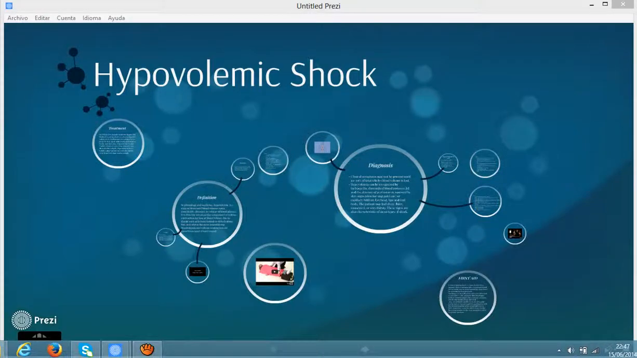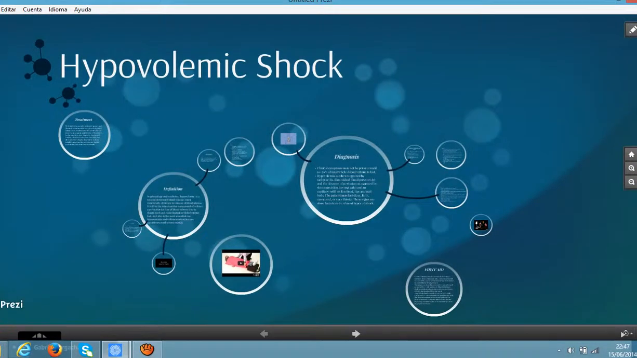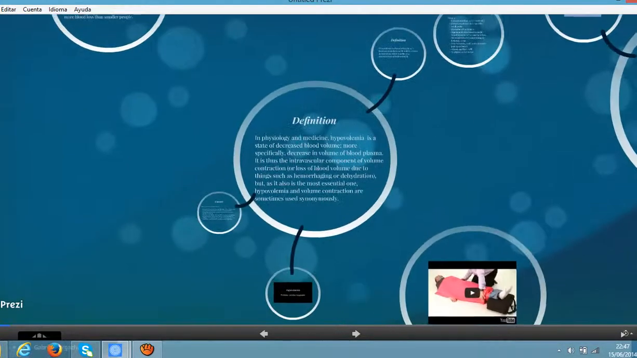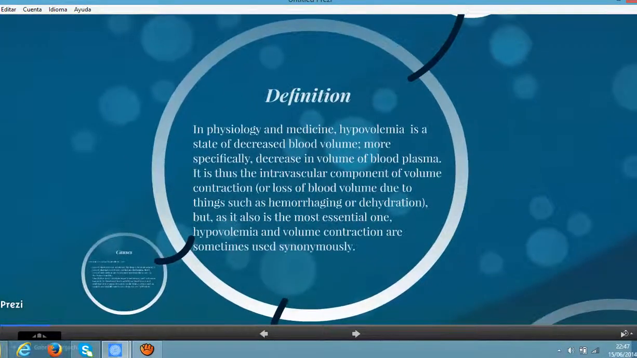Hi, this topic is about hypovolemia shock. First of all, we have to include the definition. In physiology and medicine, hypovolemia is a state of decreased blood volume, more specifically, a decrease in volume of blood plasma.